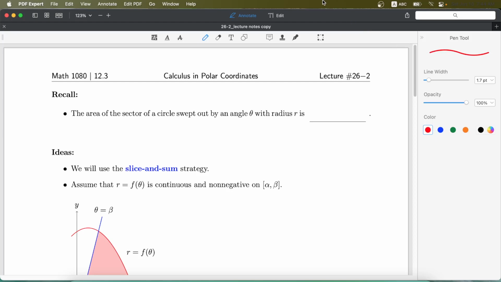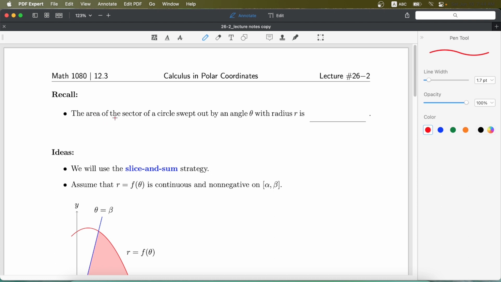Hello everyone. Today we want to talk about 12.3 Calculus in Polar Coordinates, the second part. In this lecture, we will talk about how to find the area enclosed by a polar curve. First, we will need something from pre-calculus. So let's take a look at the review.